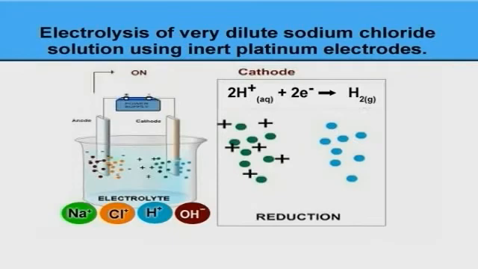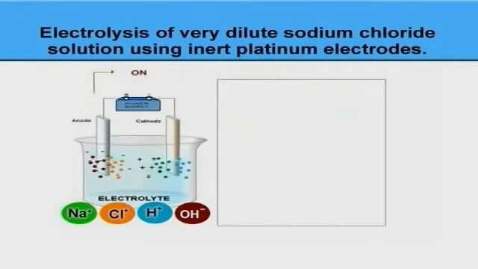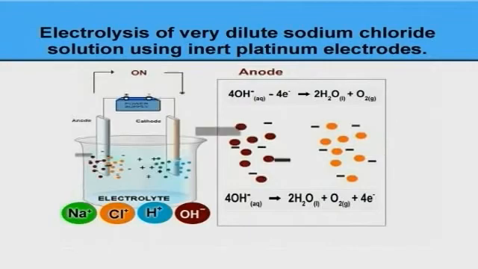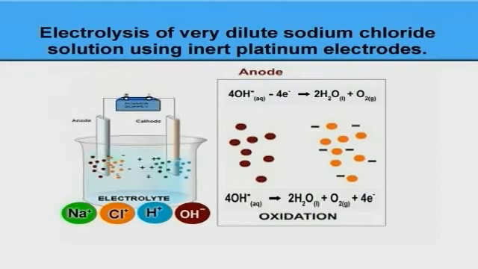At the anode, both hydroxide and chloride ions migrate to the anode. The hydroxide ions will be preferentially discharged since the chloride ion concentration is low. Moreover, hydroxide ions are lower in the electrochemical series and require less energy. The hydroxide and chloride ions are very close in the electrochemical series, and the chloride ions would only be discharged in very concentrated solutions. 4 moles of hydroxide ions lose 4 moles of electrons to give 2 moles of water and 1 mole of oxygen gas.